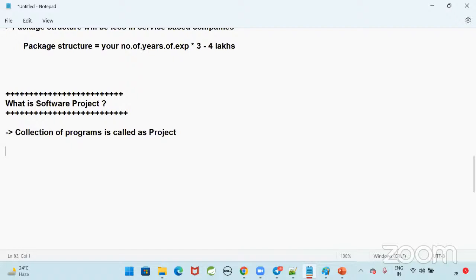Why do we need to develop software projects? We are learning Java, some people are learning Python, some people are learning .NET. Why are these people learning these languages? To develop the projects only. Collection of programs is called a project. Why do we need to develop these software projects? To get the salaries? Is that the answer? We are developing a project, sir, so that we can get the salary from the company.